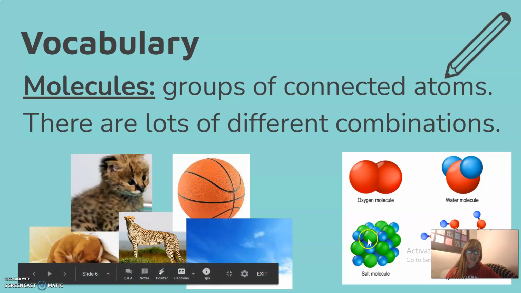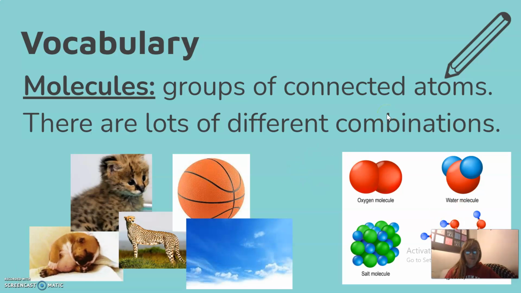This is a salt molecule. Actually, that's a bunch of salt molecules. And then I think the one hidden back here is a glucose molecule, which is what's made during photosynthesis.